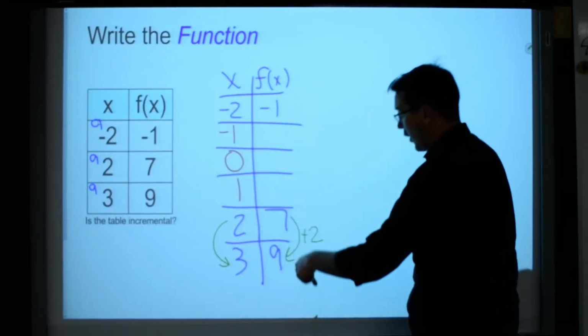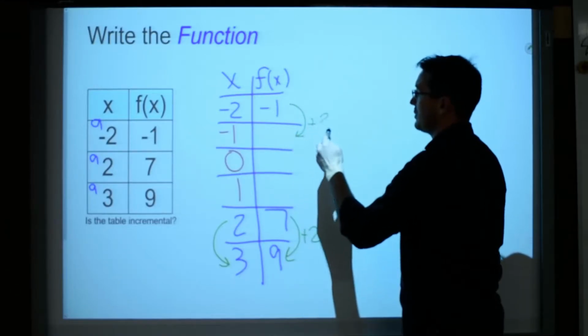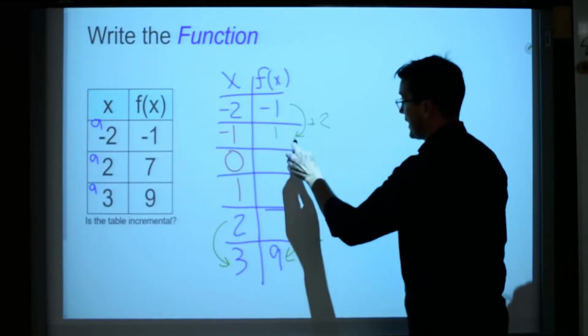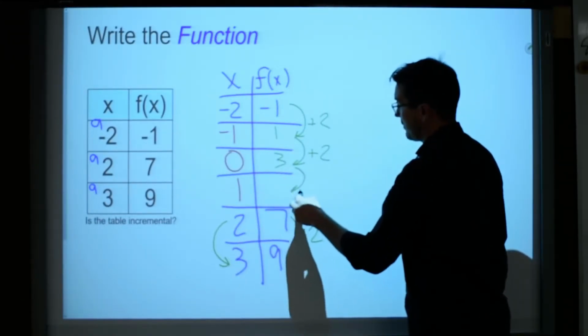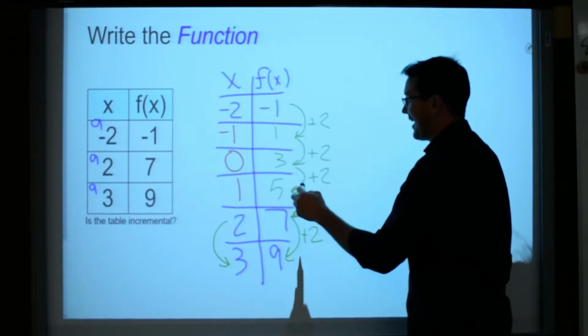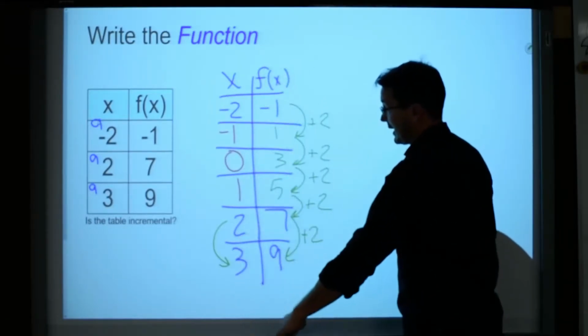So if this is plus 2 each time, if I go plus 2 to here, negative 1 plus 2 would be 1, right? If I said plus 2 from there, that would be 3. If I do plus 2 from there, that would be 5. If I do plus 2 from there, it's 7. This is the correct thing. So we filled in the blanks here.